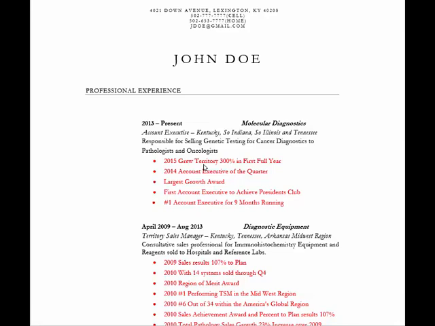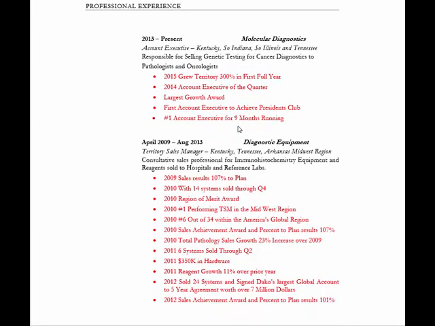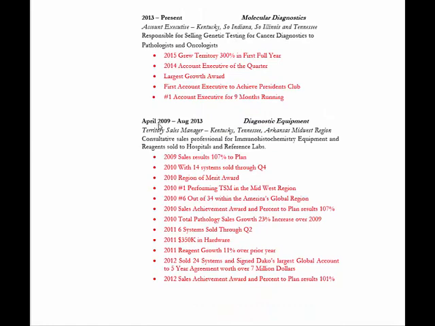So you can see here, grew territory 300% in first full year. Account Executive of the Quarter, largest growth award. First Account Executive to achieve President's Club. Number one Account Executive for 9 months. Those things are perfect. Then we drop down to the next job. There again, the month and the year, perfect format.